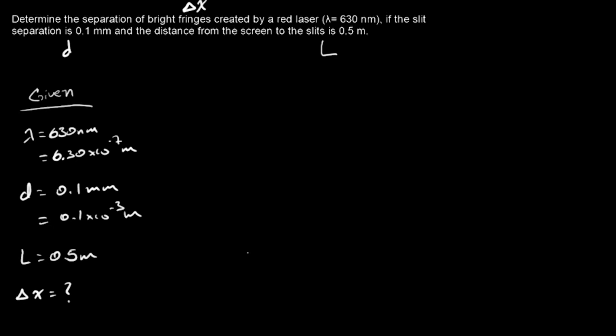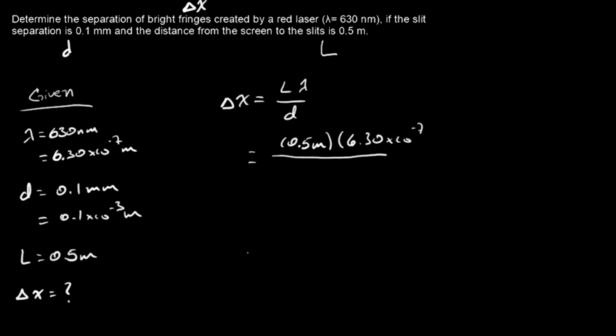The hardest part of these questions is really identifying what it is that you're looking for and what variables you have, and then taking it one step further to try to identify the equation. So if I were to flip back to my previous note, I would see that this is probably my best bet, L lambda over D, because I have all of this information. So the length from the screen to the slit is 0.5 meters. The lambda value is 6.30 times 10 to the negative 7 meters. And the slit width, or the distance between S1 and S2, is 0.1 times 10 to the negative 3 meters.